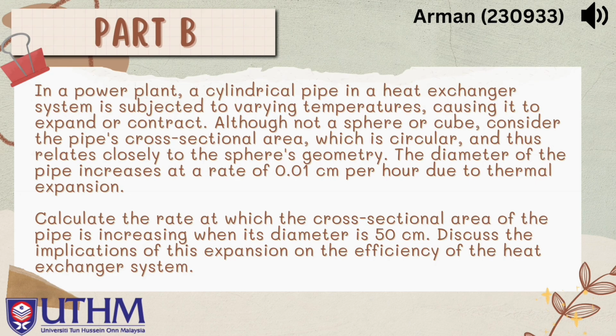Although not a sphere or cube, consider the pipe's cross-sectional area, which is circular and thus relates closely to the sphere's geometry. The diameter of the pipe increases at a rate of 0.01 cm per hour due to thermal expansion. Calculate the rate at which the cross-sectional area of the pipe is increasing when its diameter is 50 cm. Discuss the implications of this expansion on the efficiency of the heat exchanger system.